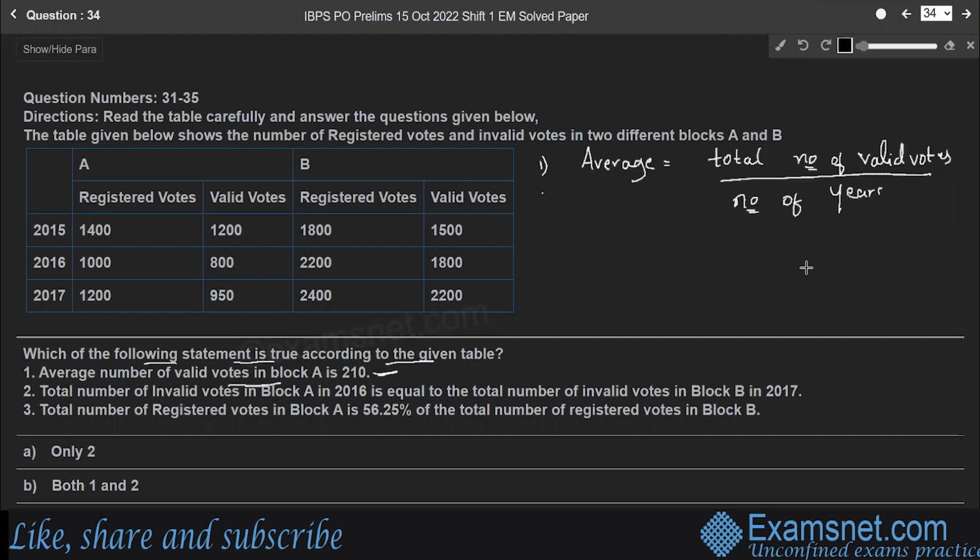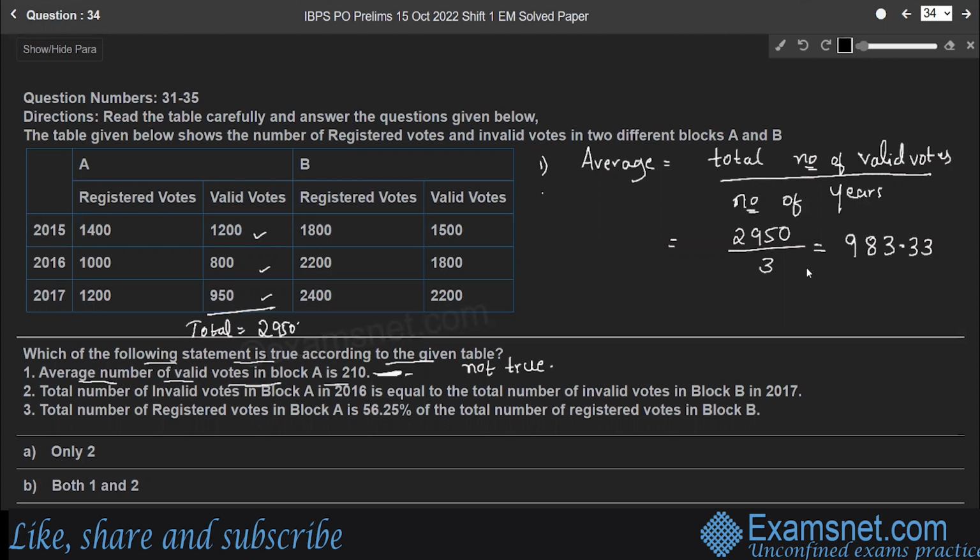In block A, the total number of valid votes is 1200 plus 800 plus 950, so 2950, divided by the number of years, which is 3. 3 into 9, 27. 3 into 8, 24, then 3 into 3, so 983.33, which is not equal to 210, right? Therefore, the first statement is not true.